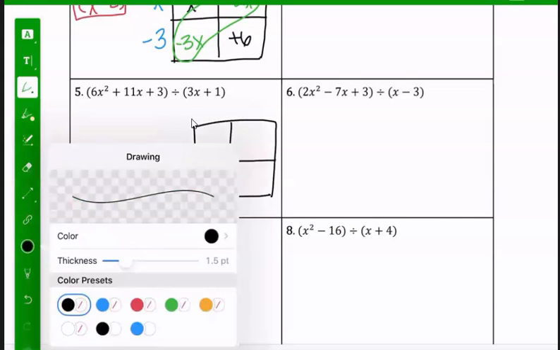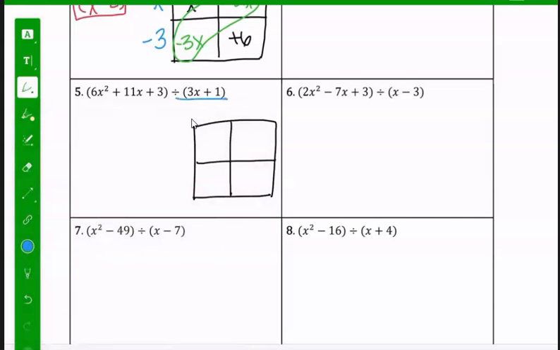And then we're going to draw or write the binomial they give us, in this case 3x plus 1, right here. And then we are going to fill in my first and last term. So my 6x squared and my 3, or positive 3, and then start working backwards.